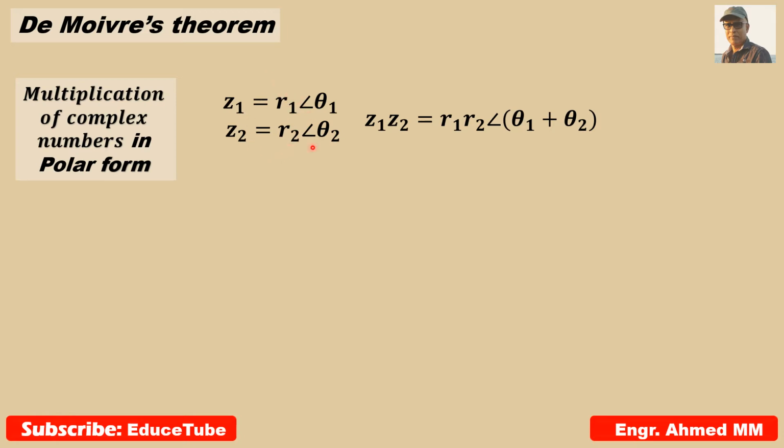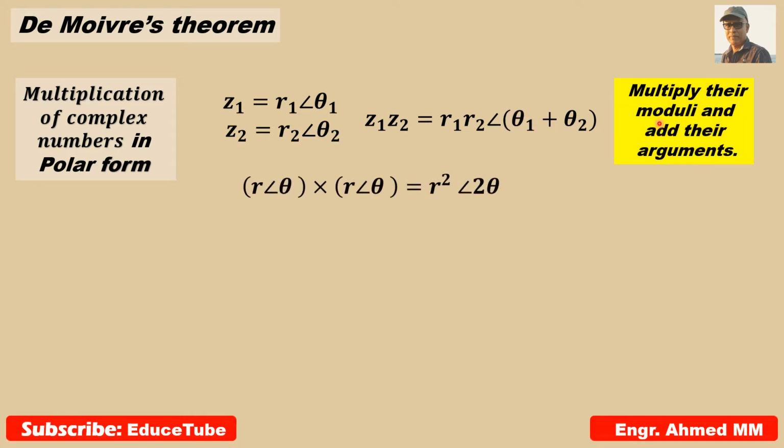If we multiply these two, it gives us r1 r2 theta 1 plus theta 2, with a plus sign. So what does it say? We have to multiply their moduli and add their arguments, because these thetas are the arguments and these r1 r2 are the moduli. Now if we take two complex numbers, what will be the result?